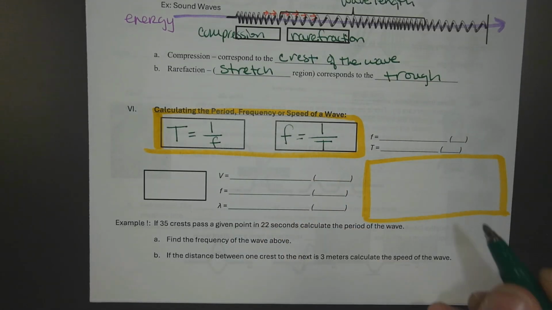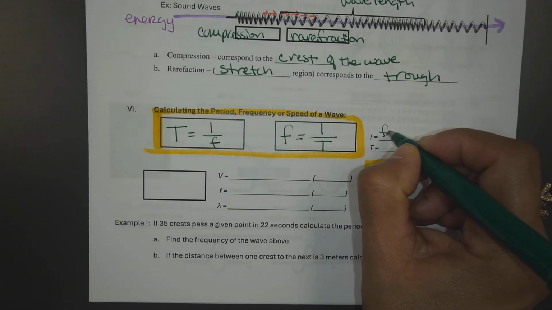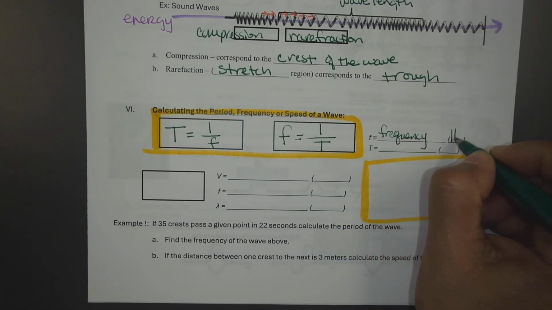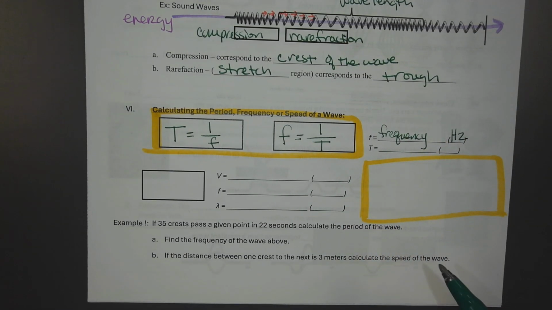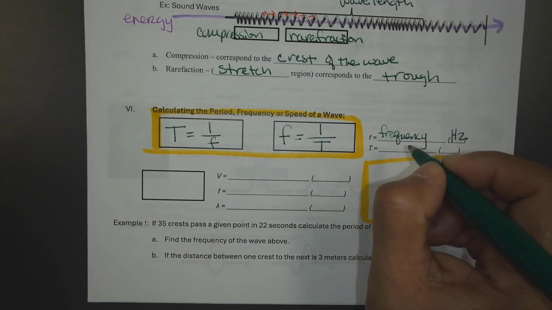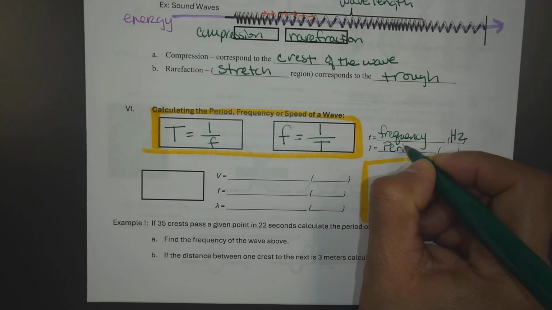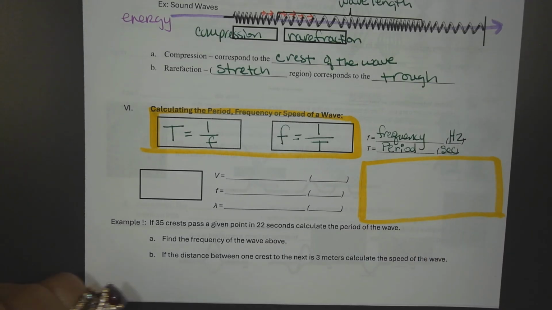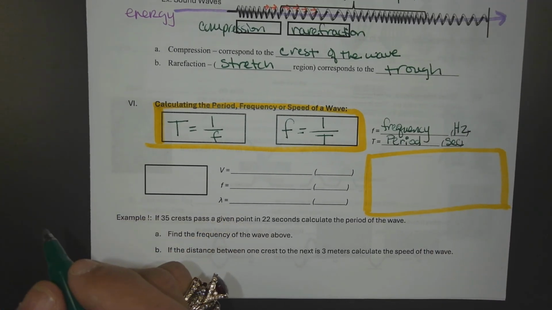Hopefully we remember. Frequency is in hertz. Capital T is period, which is in seconds. That should be pretty easy cheesy.